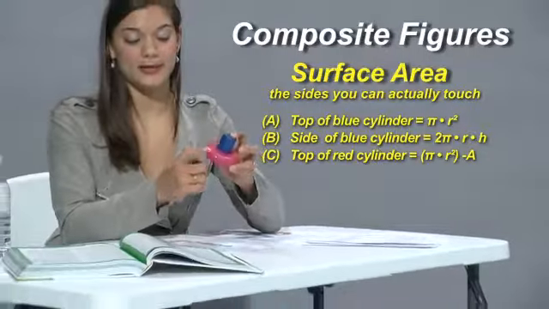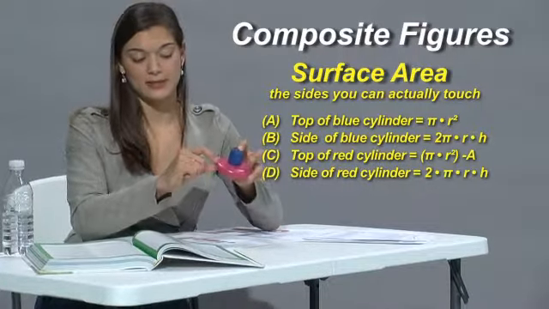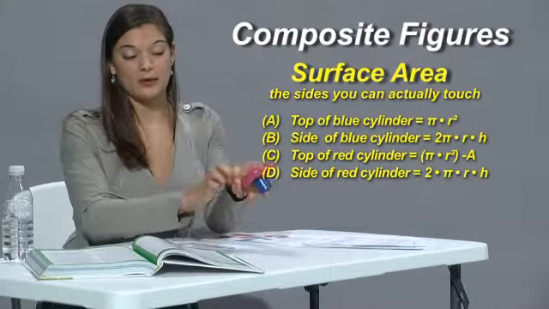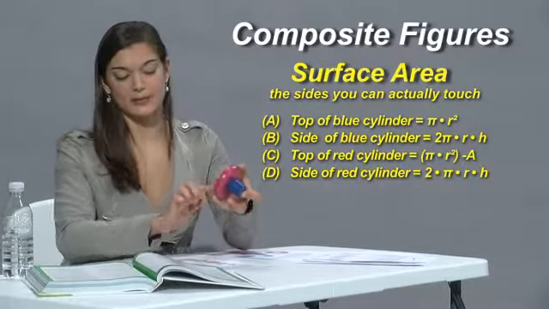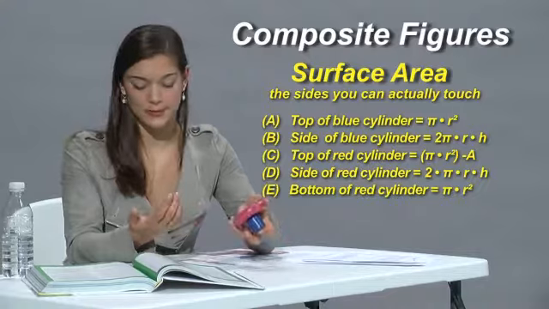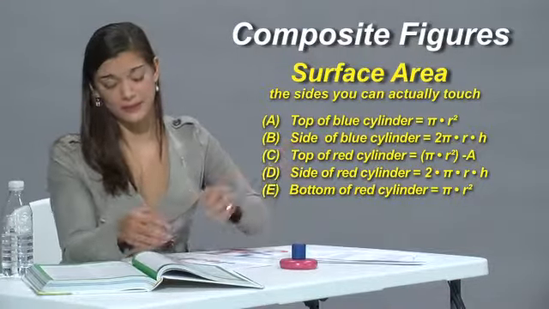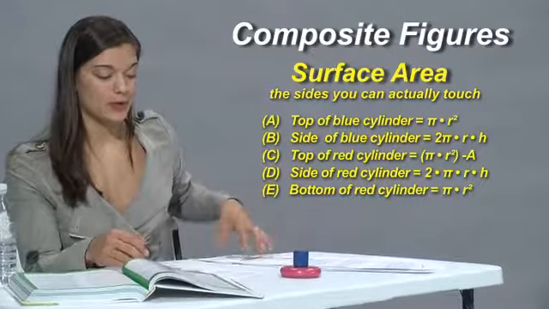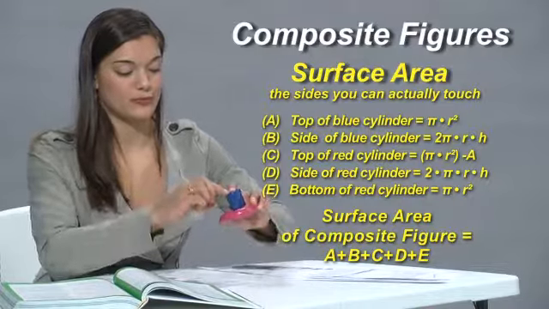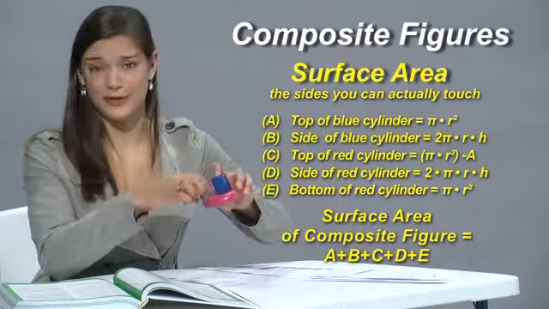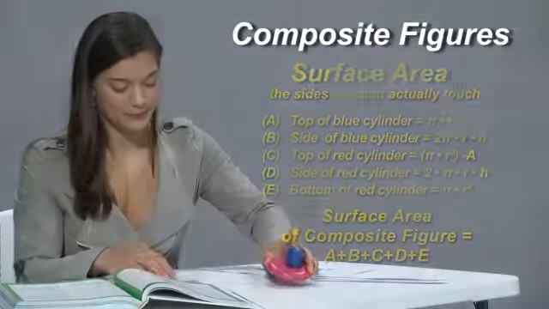And then we also need to count the side of this, which is just 2 times pi times the radius times the height, and then the bottom of the red one. Let's pretend like that's solid. So it'll just be the area of a circle, which is pi times the radius squared. So now all we need to do is add those together. So the surface area is just going to be circle, side, donut shape, side, circle, all those added together.